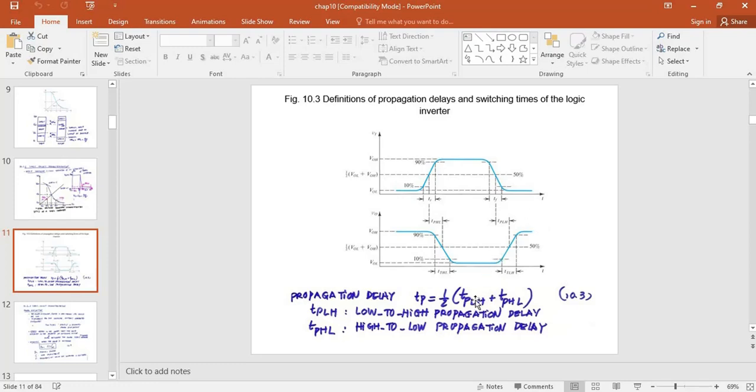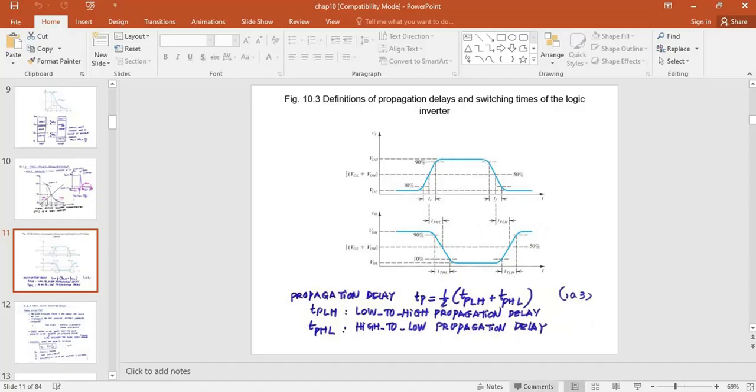For TPLH and TPHL, the LH and HL would be low to high and high to low, and that pertains to the output. So TPHL is the high to low transition of our output, and TPLH would be the low to high transition of our output.